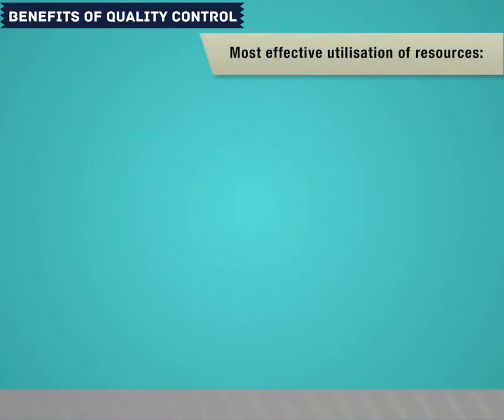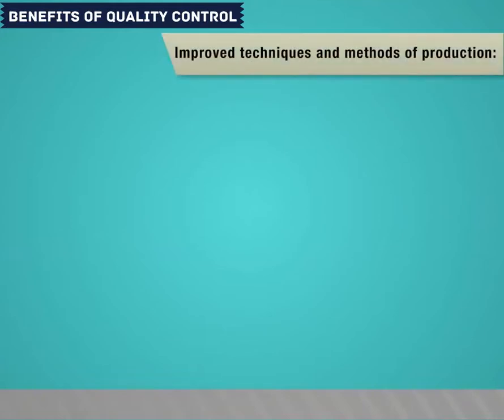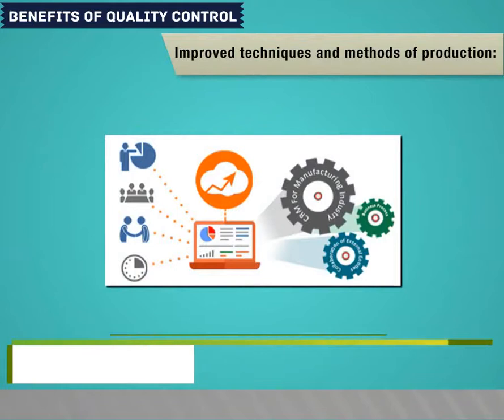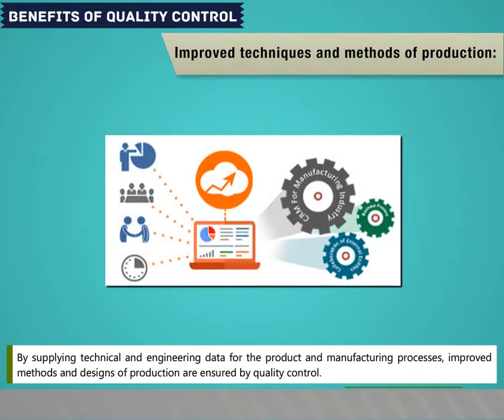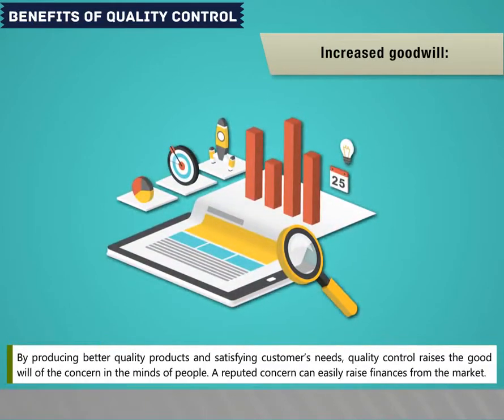Most effective utilization of resources. Quality control ensures maximum utilization of available resources, thereby minimizing wastage and inefficiency of every kind. Improved techniques and methods of production. By supplying technical and engineering data for the product and manufacturing processes, improved methods and designs of production are ensured by quality control. Increased goodwill. By producing better quality products and satisfying customers' needs, quality control raises the goodwill of the concern in the minds of people. A reputed concern can easily raise finances from the market.